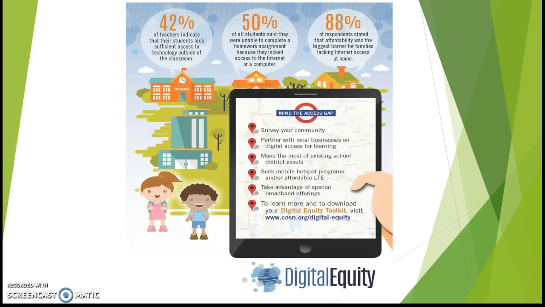42% of teachers indicate that their students lack sufficient access to technology outside the classroom. 50% of all students said they were unable to complete a homework assignment because they lacked access to the internet or computer. 88% of respondents stated that affordability was the biggest barrier for families lacking internet access at home.